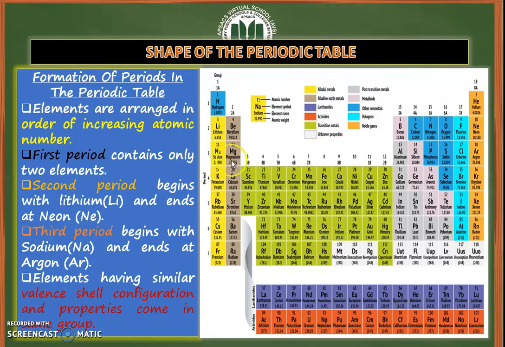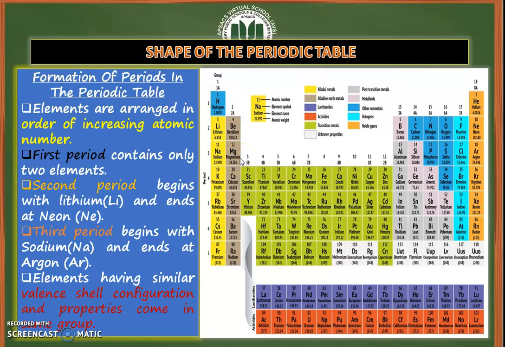Next element is sodium. Our third period begins with sodium and ends at argon, Ar. Sodium has a valence electron in third shell. In sodium, the electron is present in the 3s subshell, which is similar to lithium, which has 2s1 valence shell electronic configuration. So, sodium is placed under the lithium. While magnesium, Mg, has the valence electrons in 3s2, which is placed under the beryllium, Be, which has the valence electrons in 2s2.